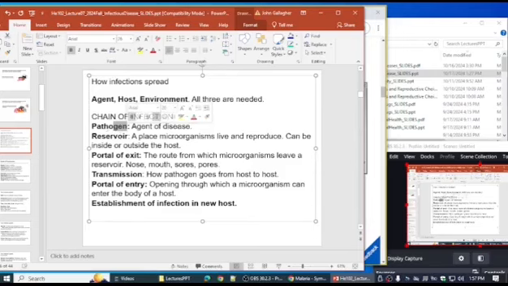A reservoir is the person who is already infected or some other place where the microorganism grows and reproduces and just spreads around. A portal of exit is how it leaves their body. Transmission is how it goes from one human to the next human. And the portal of entry is how it goes into somebody not yet infected, and then its establishment in the new host is when the disease is now in the next person.